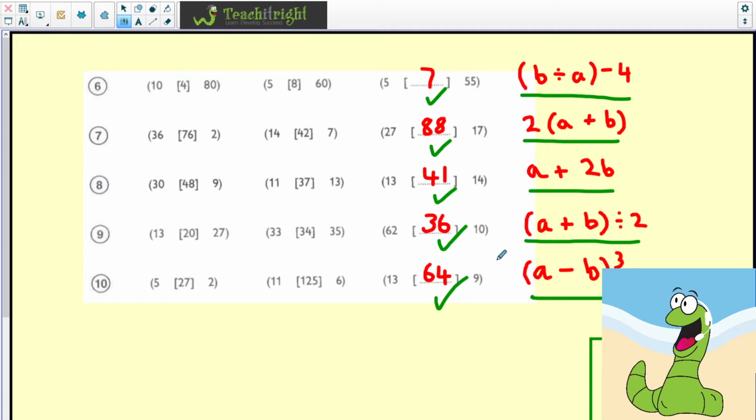But hopefully you've done well with those. They do take a bit of trial and error, but well done if you've managed to get lots of those right. You can record down your mark out of 10.